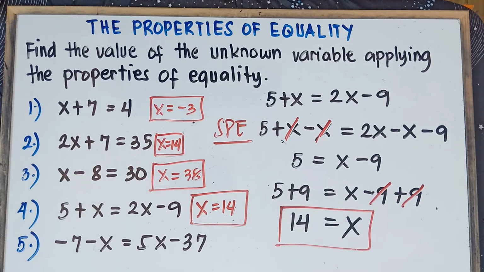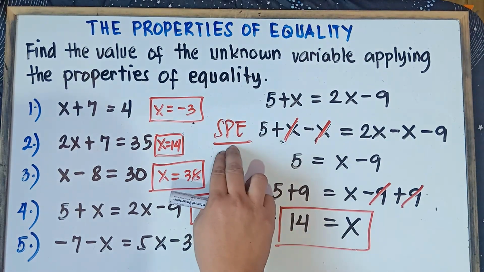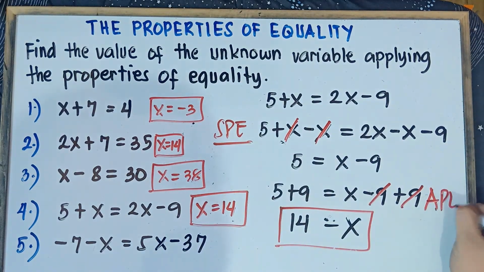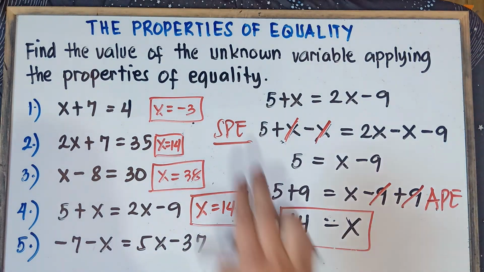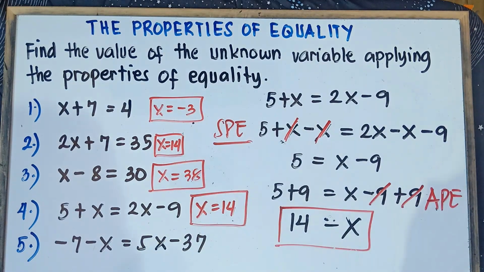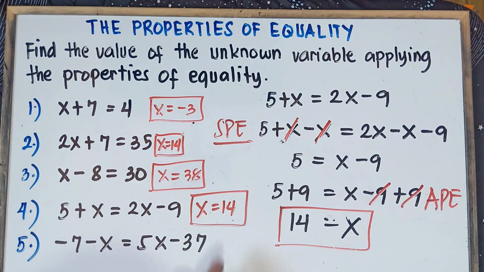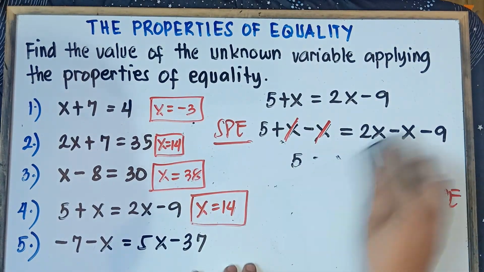Alright, so let's check our answer. Once again, we apply the subtraction property of equality. In this scenario, we also apply the addition property of equality. So we have the subtraction property of equality, and we also apply the addition property of equality. Alright, so let's check our answer. x equals 14.